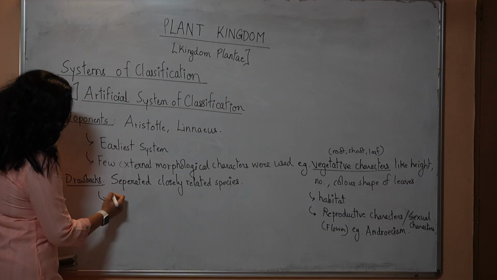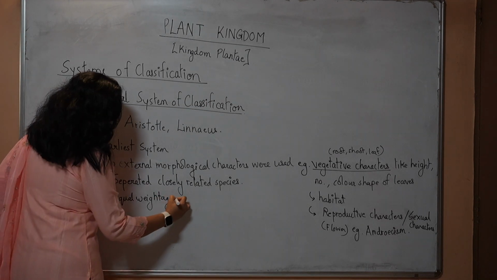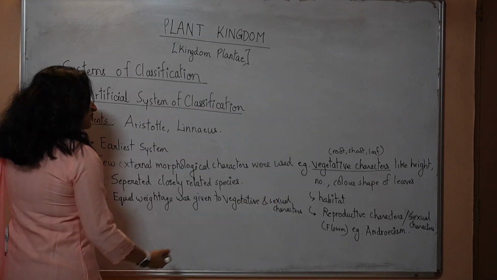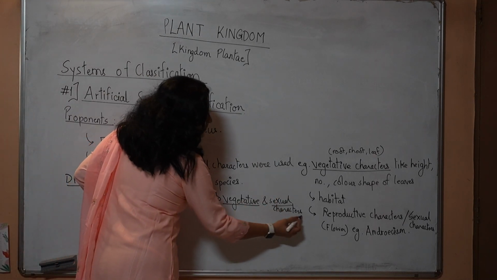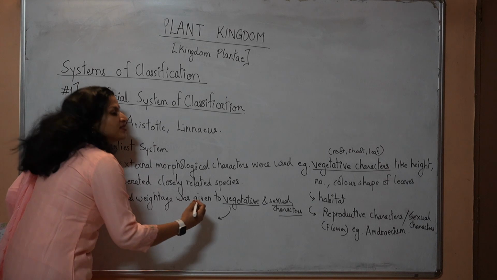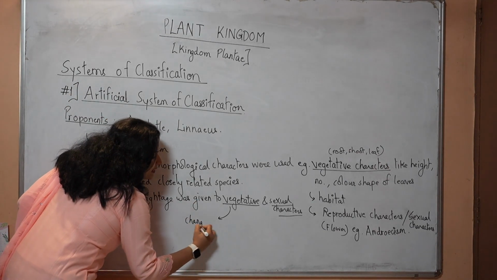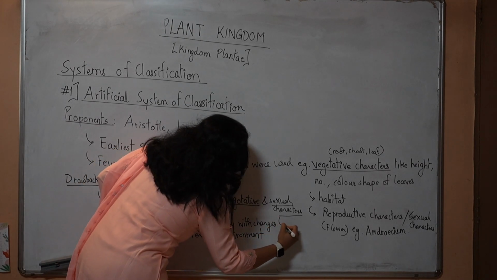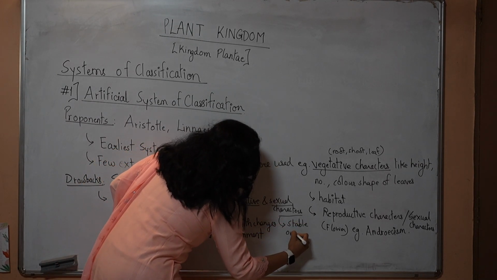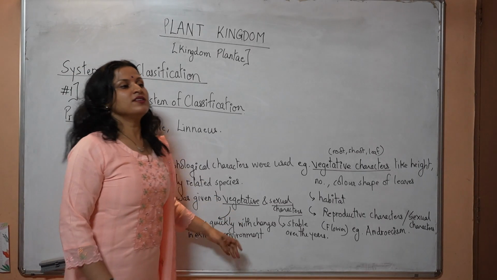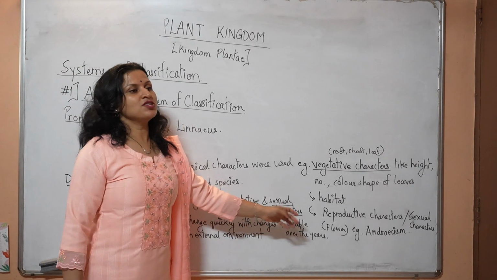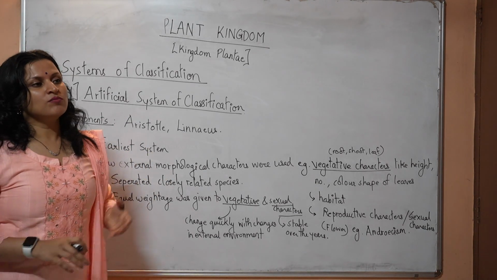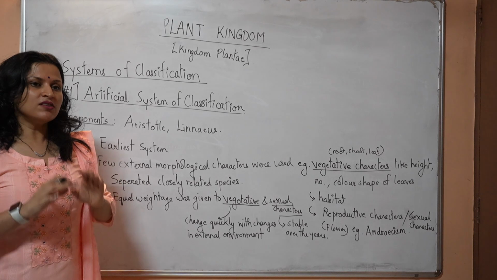Reproductive characters are also called sexual characters. The second drawback was that equal weightage was given to vegetative and sexual characters. The difference between vegetative and sexual characters is that vegetative characters tend to change quickly with changes in external environment, and sexual characters are very stable over the years. These characters tend to change very quickly and these characters tend to be very stable over a period of time. And for artificial system of classification, both vegetative and sexual characters were given equal importance.